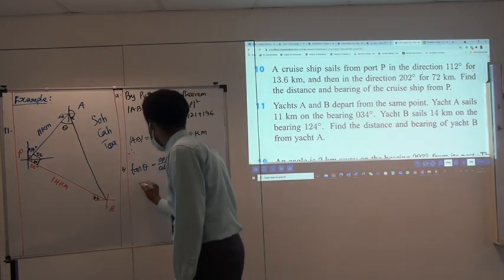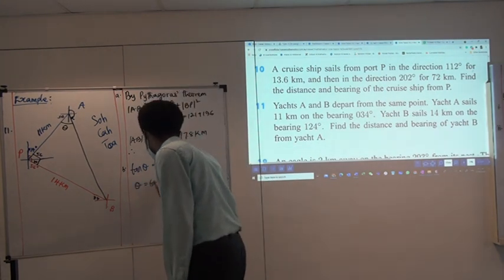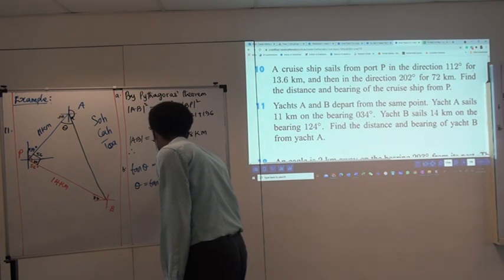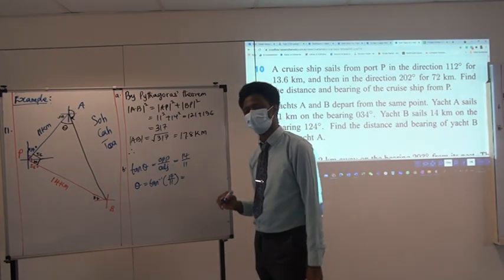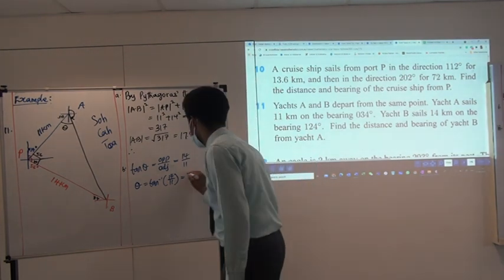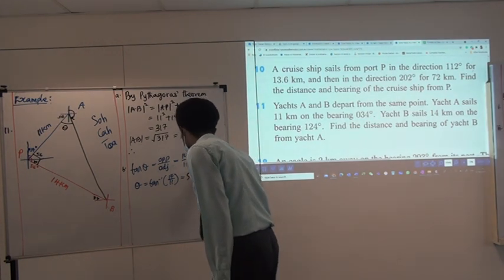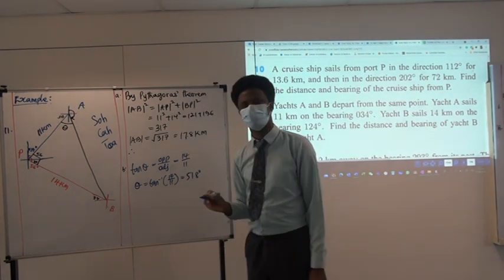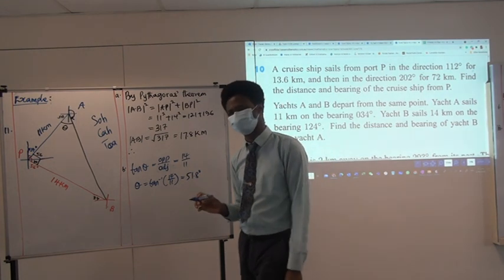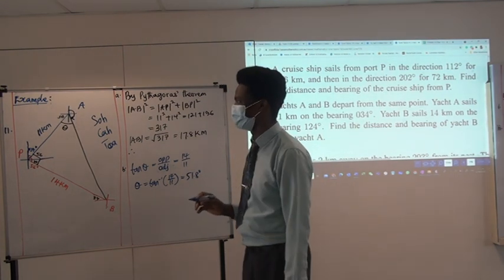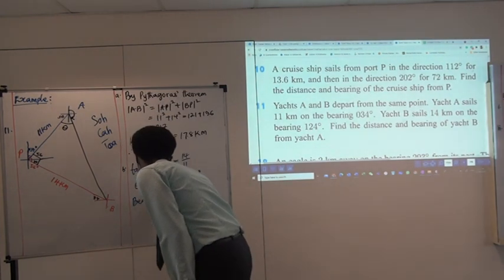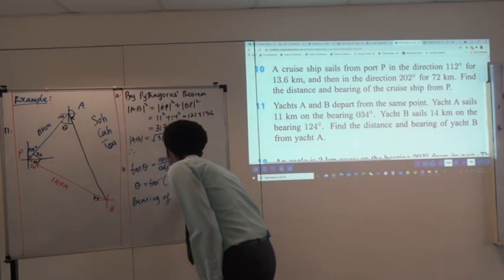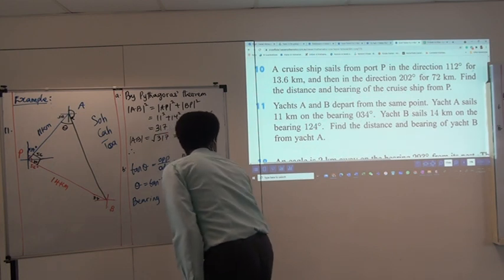Okay. So our theta will be arctan of that. So what is that, ladies and gentlemen? Check that out. That's 51.8. Confirm? I don't trust Kelly when it is close to 10 o'clock. Okay, 51.8. So our bearing of yard B, right? Did I get that right?